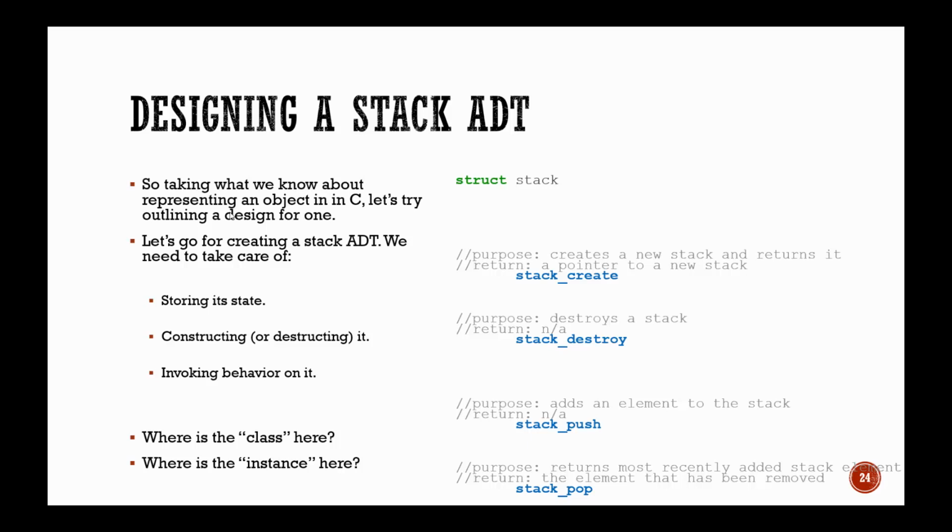We already have this idea from our previous discussion on three key things we need to do in order to support objects. So we need to store something in state, construct it, destruct it, invoke behavior on it, right? So that's what we want to do. Okay, so how can I start thinking about doing that in C? So on the right hand side, I kind of already have a little bit of an outlining started, just so I have less to write, and you guys have less of my handwriting to suffer through.